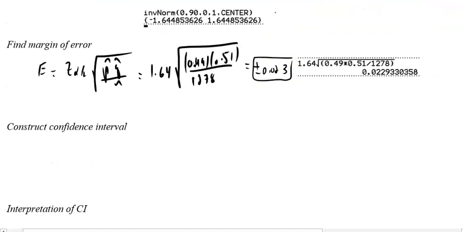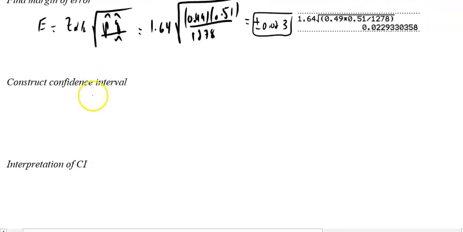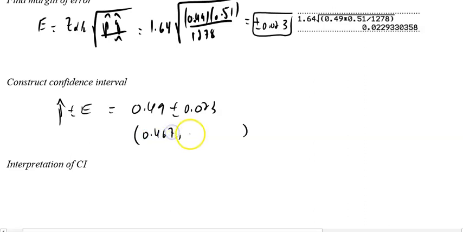And now construct the confidence interval. Well, that's going to be p hat plus or minus the error. That would be 0.49 plus or minus 0.023. And this, I'm assuming you could put underneath to show you that on a calculator. I already evaluated that.